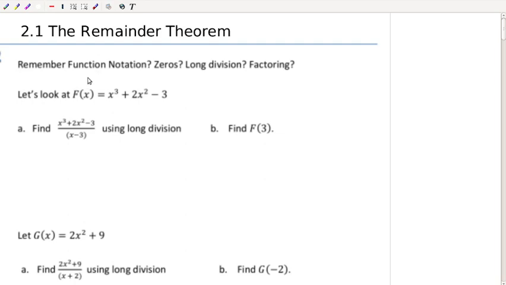So remember function notation, this f of x, remember the zeros, long division, factoring, all of that is going to come in useful in this unit. So using what you already know, we're going to do some exploratory work. It says let's look at f of x equals x cubed plus 2x squared minus 3. And we want to find what happens when we take f of x and divide it by x minus 3 using long division. And then using function notation, find f of 3, meaning plug in 3 into this expression.